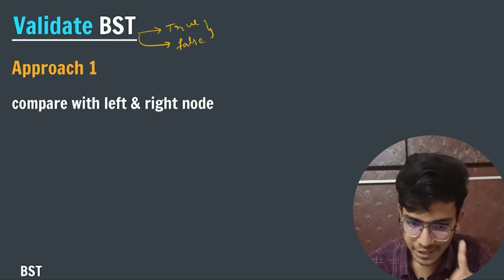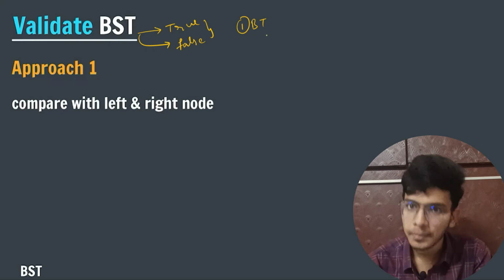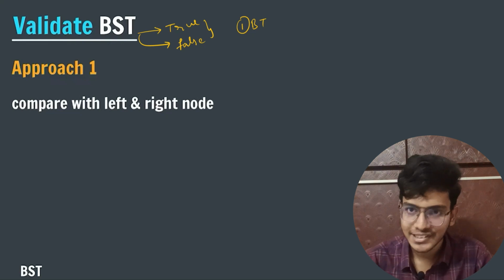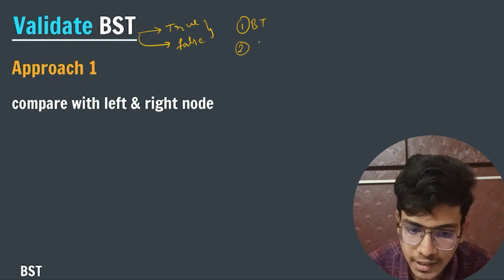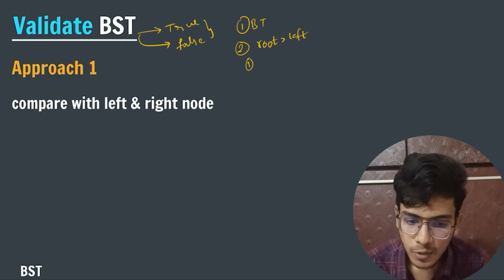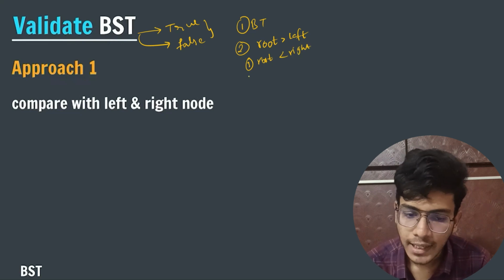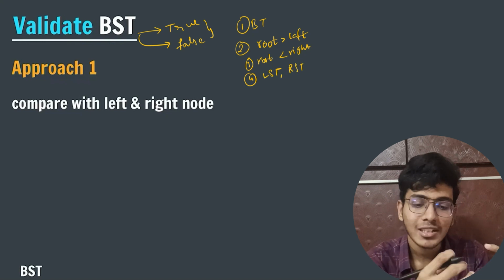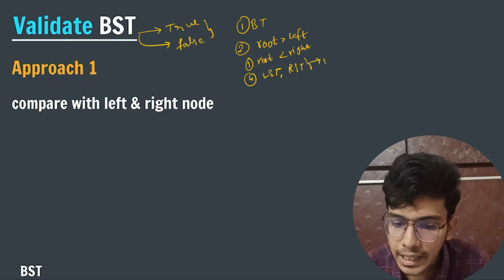What are those properties? The first property is every BST is a binary tree first. If the user has given you a tree which has 3 branches, it's not a binary tree in itself, so immediately return false, right? The second property is that the root node should be greater than its left part, and the third property is that the root node should be less than its right part. The fourth property is that the left subtree and the right subtree should also follow the properties of BST, right?